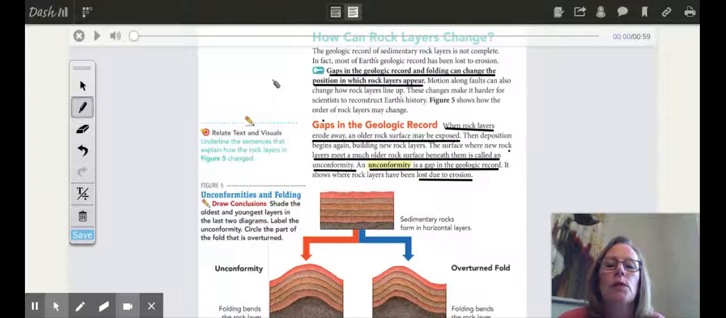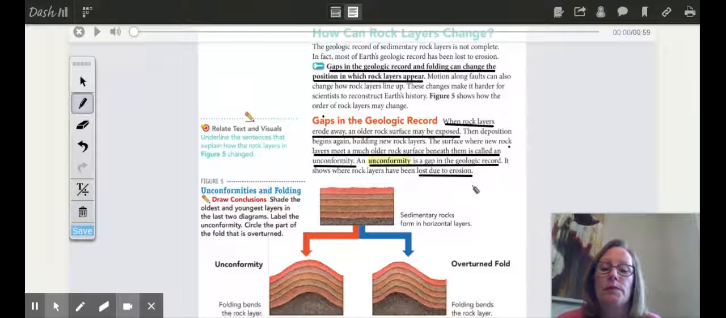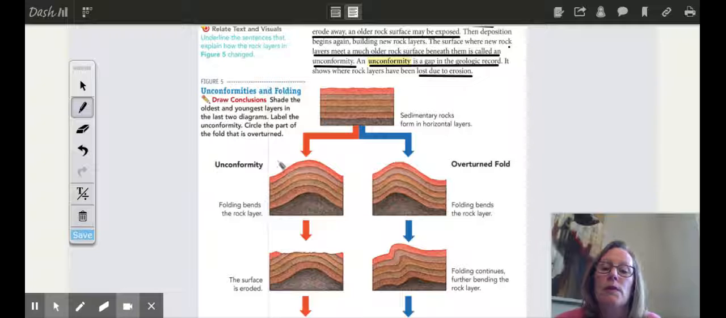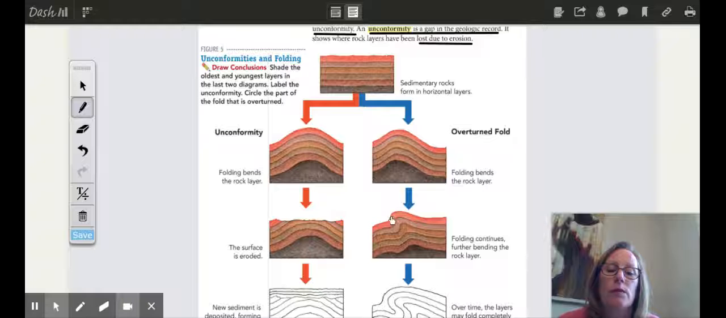Things to underline would be the gaps in the geologic record, and folding can change the position in which rock layers appear. And then also here, when rock layers erode away, an older rock surface may be exposed. The surface where new rock layers meet a much older rock surface beneath is called an unconformity. An unconformity is a gap in the geologic record, and it's lost due to erosion. So down here it shows you this is where it erodes, and here it's going to be a fold. See how it erodes, and then there's a fold in it. So you can go through that.